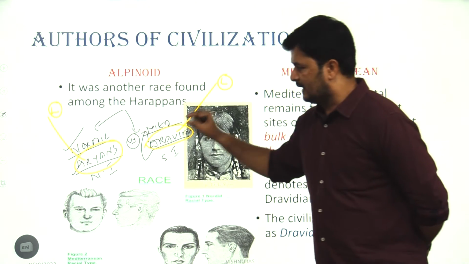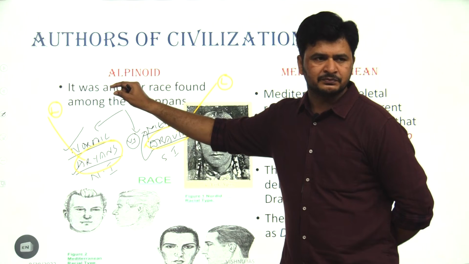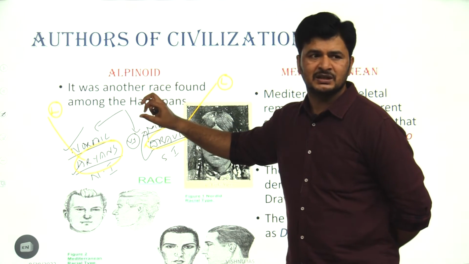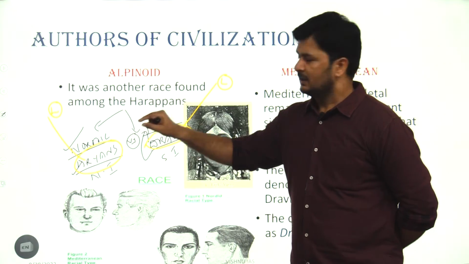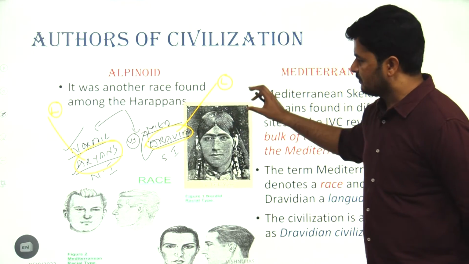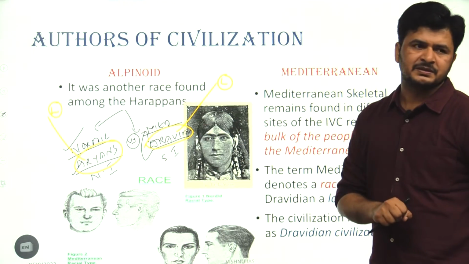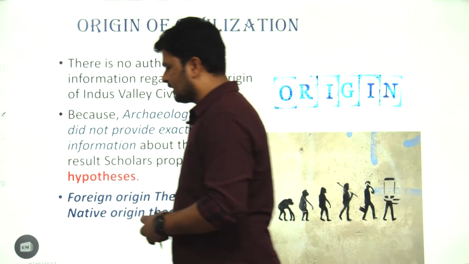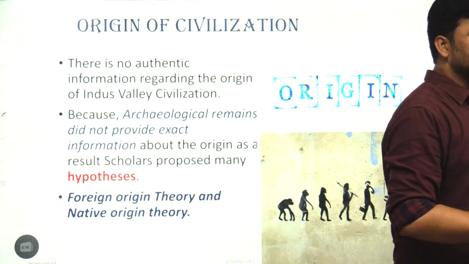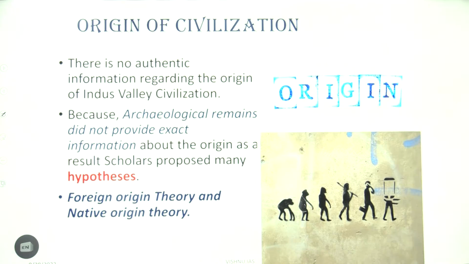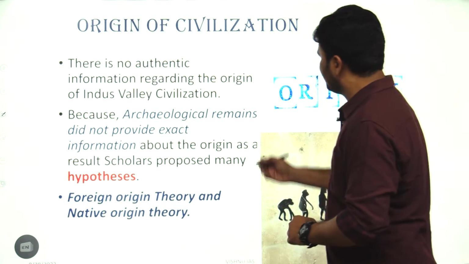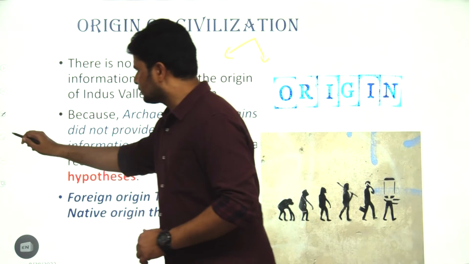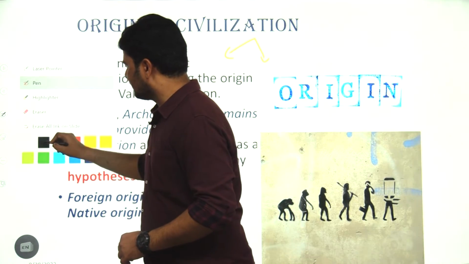So here Aryan is a linguistic term. When it comes to Nordic, it is a racial expression. Dravidian is a linguistic term; when it comes to the Mediterranean, it is a race. Right. Now with this background, when we understand the origin of civilization, or the birthplace of civilization, as far as origin of civilization is concerned, as I was telling, we have two broader opinions among the scholars.